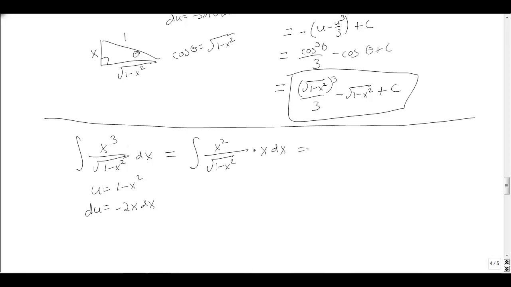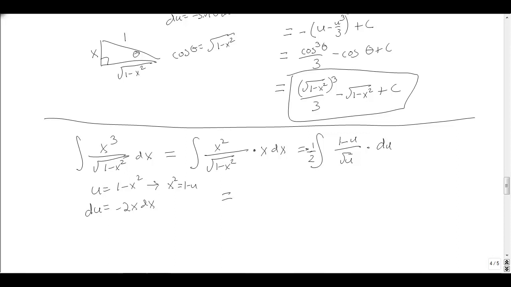And when you do the substitution, you have this x squared. Well, if u is 1 minus x squared, you could solve that for x squared and get x squared is 1 minus u. So where the x squared is, you get a 1 minus u. The square root of 1 minus x squared becomes the square root of u. And then your x dx is basically du, but you're missing a minus 2, so you get a negative 1/2 out in front. And you get this antiderivative, which in this case you can actually do.